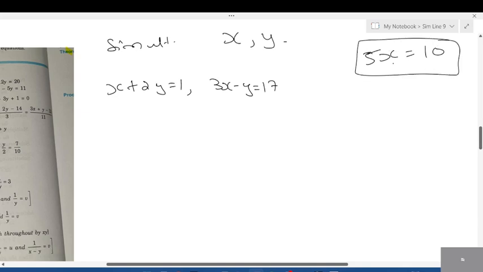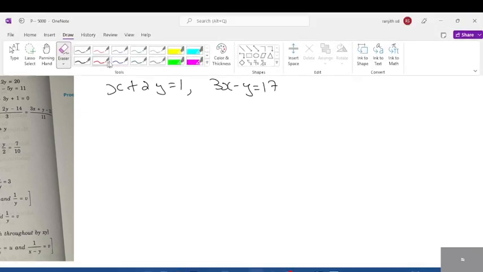If 5x equals 10, this is the equation. How many variables are there, students? Only one variable, x. How to find the x value? 10 divided by 5, x equals 2. That is a simple linear equation. The meaning of simple is one equation, one variable. The meaning of simultaneous is two equations, two variables.